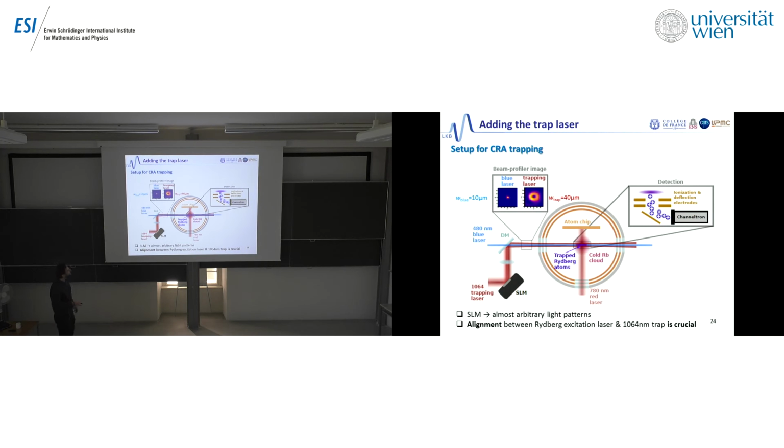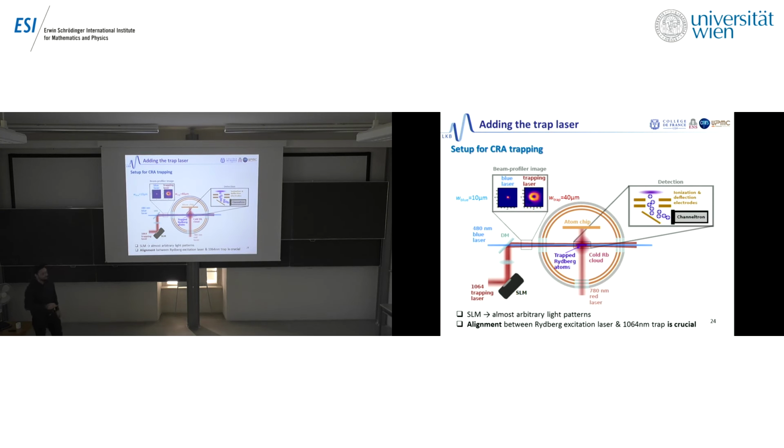generate this trapping beam. So this seems quite complicated, but don't be afraid. This is just another way of looking at this detection that I told you about before, where we create ions that we channel to the channeltron. This is the cryostat. This red blurry thing is the cold cloud of rubidium atoms inside the cryostat. And then we have this red laser here and this blue laser there that creates Rydberg atoms in this small region here. Okay, and now on top of that, we want to superimpose our trapping beam.